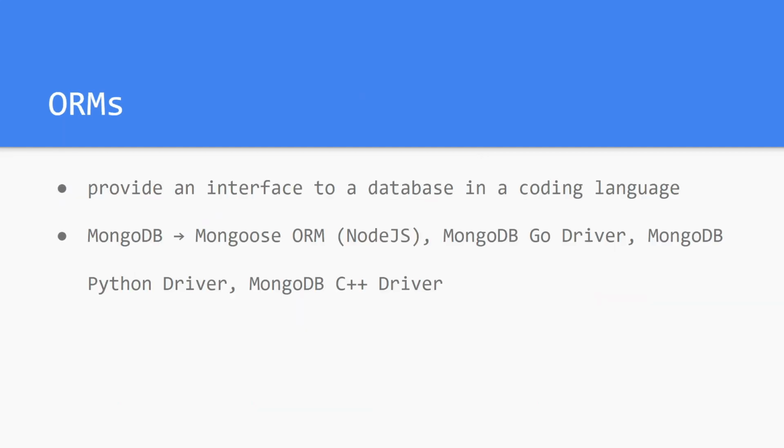ORMs. ORMs are interfaces to databases in a coding language. For example, in MongoDB, there's the Mongoose ORM in Node.js, which allows you to use JS functions to add and delete objects in your MongoDB database. There's also a MongoDB driver for Golang, for Python, for C++. So when you're searching for an ORM, make sure you know what type of database you're using and what language you want to use for whatever project you're creating, and then go search up the different ORMs available for that language and that database.